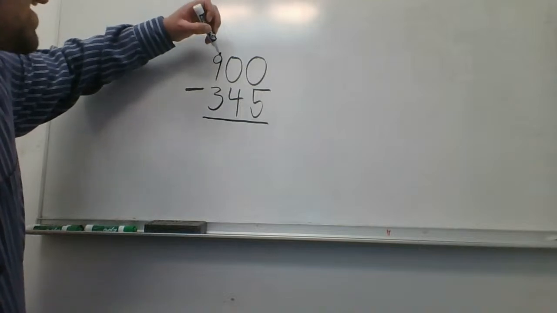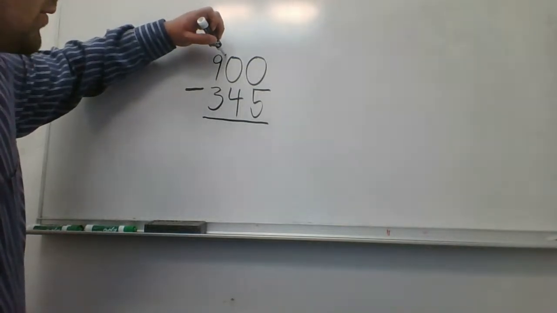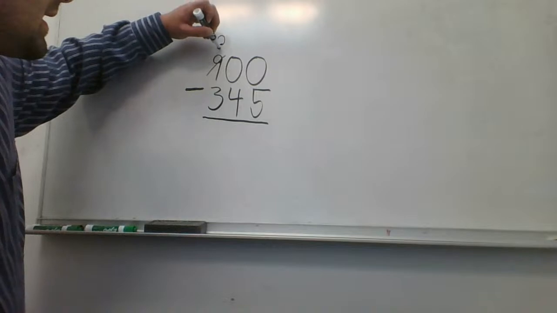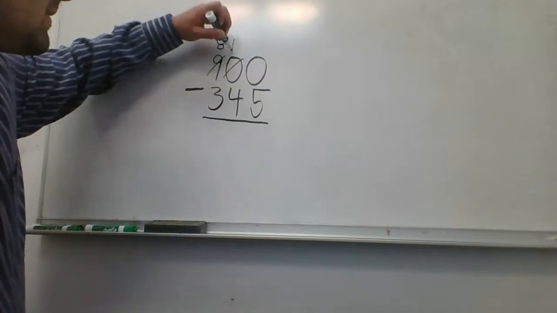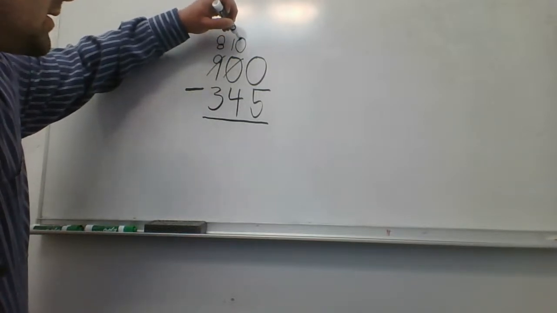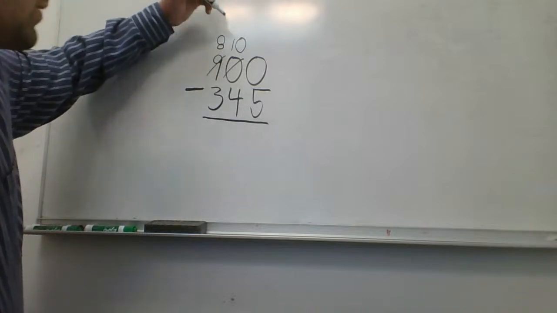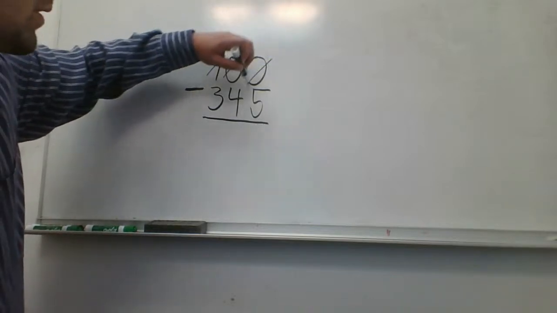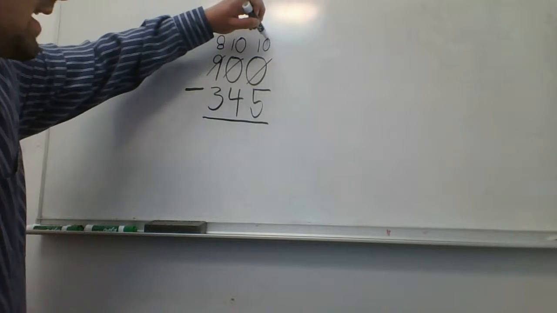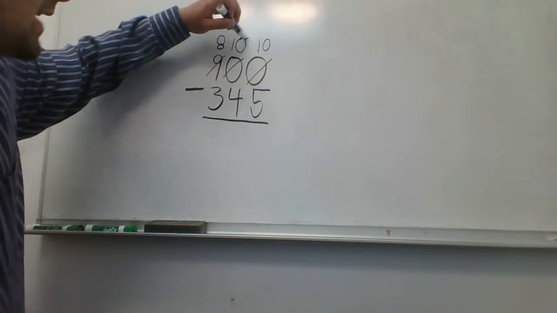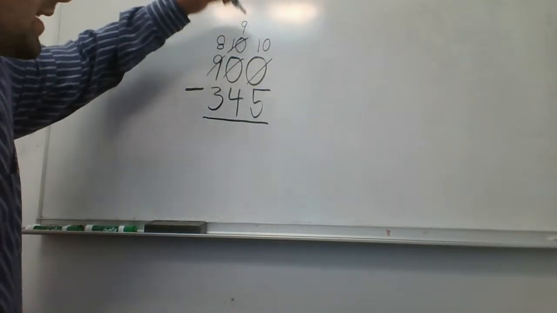So we always add 10 and take away 1. That's how we regroup. The 9 is going to become an 8, and the 0 is going to become a 10. Now going over to the ones place, I'm going to add a 10 from the tens place. The 0 in the ones place will become a 10, and the 10 in the tens place, I'm going to take away 1. It's going to become a 9.